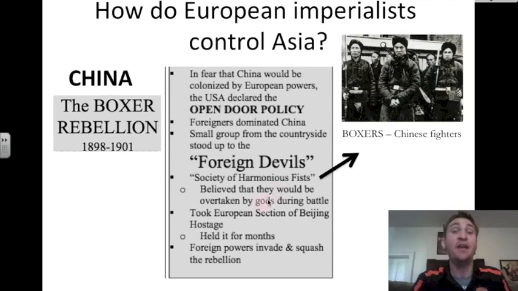And they were successful at first. They took the European section of Beijing, a city in China, and they held hostages for many months. However, as the rebellion goes on, foreign powers invade and squash the rebellion, and the Boxers are defeated.